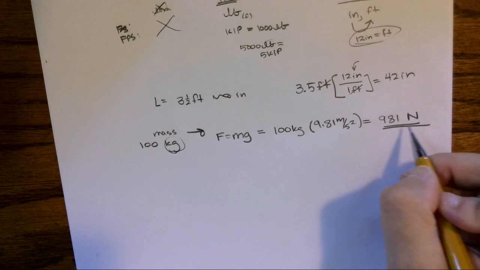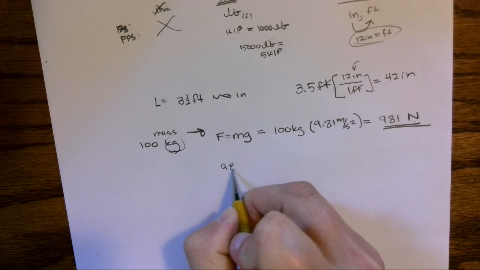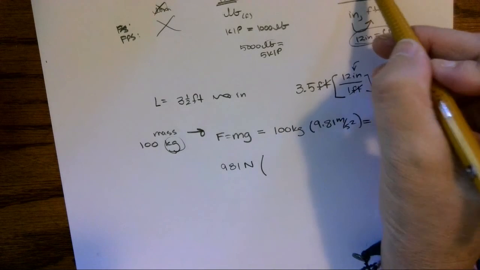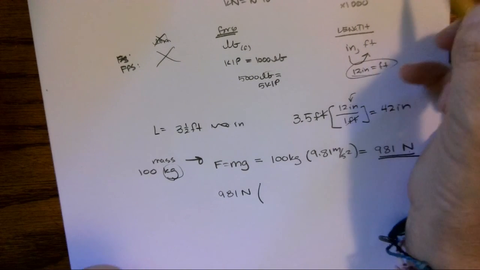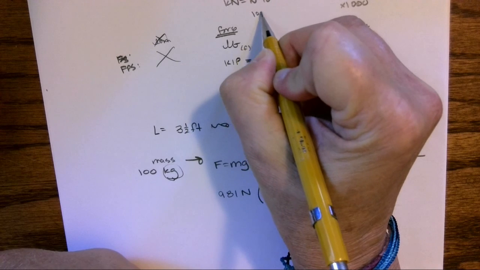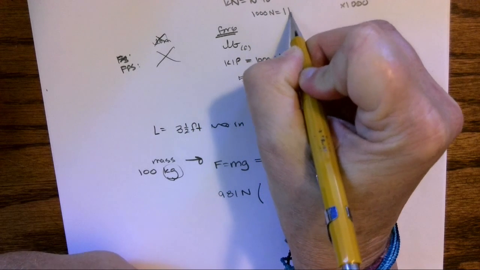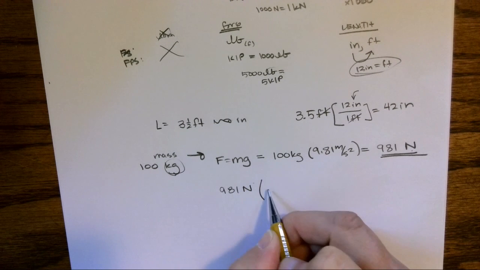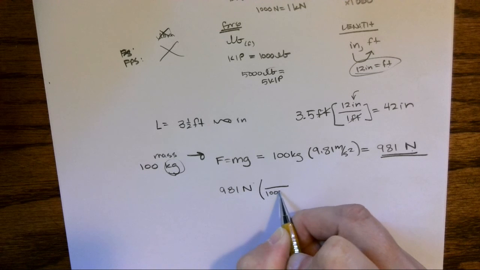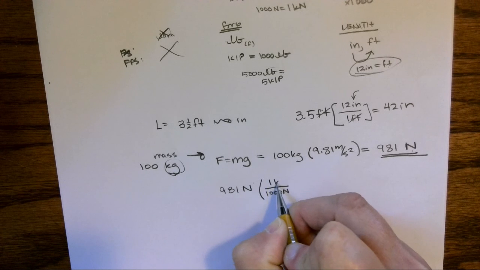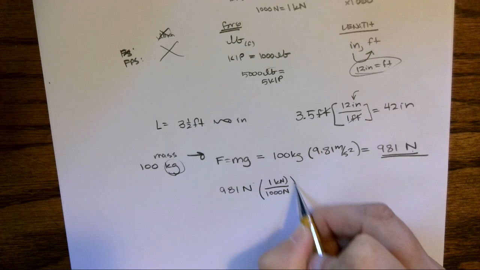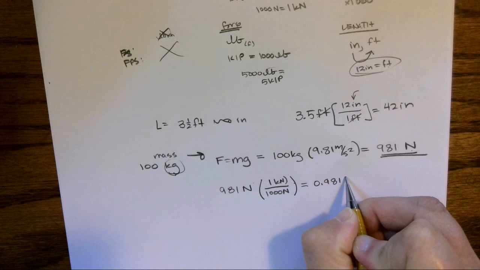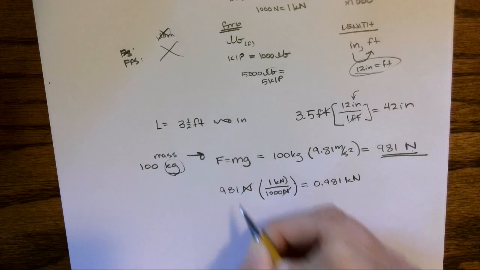It gets those newtons. If I have 981 newtons and I want to convert it to kilonewtons, I realize we can go back up here and that 1,000 newtons equals 1 kilonewton. Okay, so that's going to be our ratio. If I have newtons on the top here, then I need to have newtons on the bottom. There are 1,000 newtons in 1 kilonewton. Okay. And if I divide this out, I get 0.981 kilonewtons because my newtons go away.